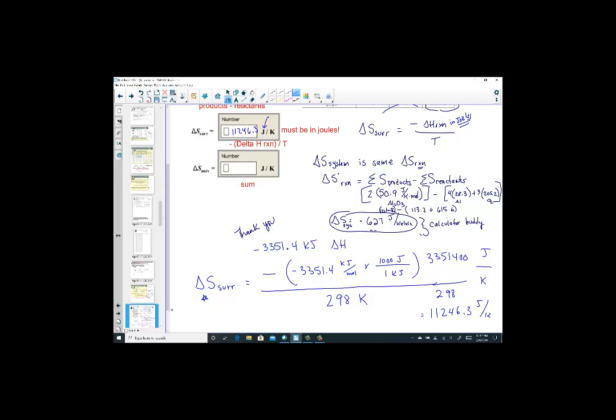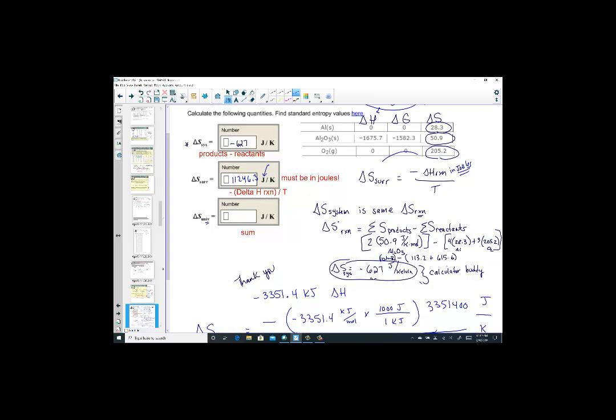We have one last job to do, and that's to sum the two values to find the entropy of the universe. So while that last answer is still on my calculator screen, I'm going to add a negative 627, and the universe then becomes 10619.3 joules per Kelvin. Summing really means subtracting here because the system was negative.